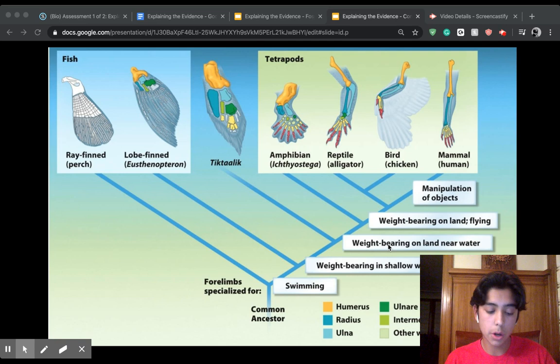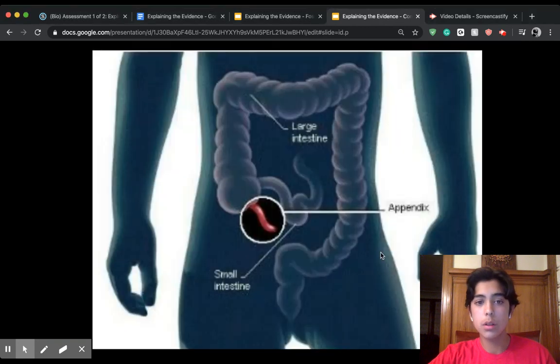Homologous structures are traits inherited from a common ancestor. Species that share homologous structures are phylogenetic species. Vestigial structures are traits inherited from an ancestor and no longer serve a function in an organism that possesses it.